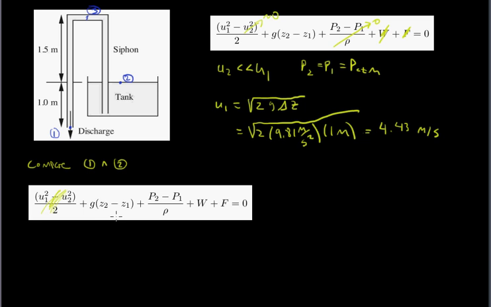We were given the elevation, so Z3 minus Z1 is going to equal 2.5 meters. And then we're trying to determine where the pressure is lowest. We know P1 is going to be P atmospheric, so we're trying to determine what P3 is.